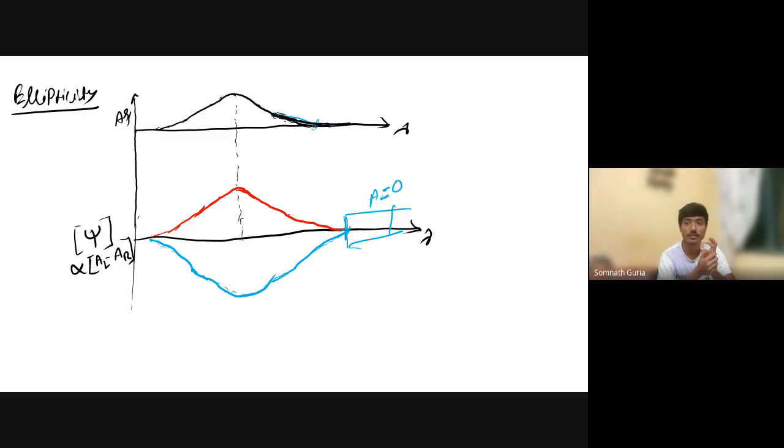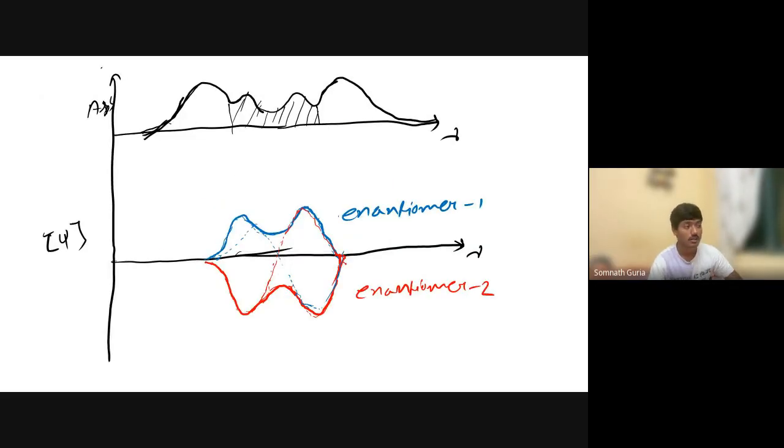Suppose some molecule has a huge number of transitions. Some of them may be optically active, some may not be. So we can find which transitions are CD active, and that can be detected very easily by CD spectroscopy.